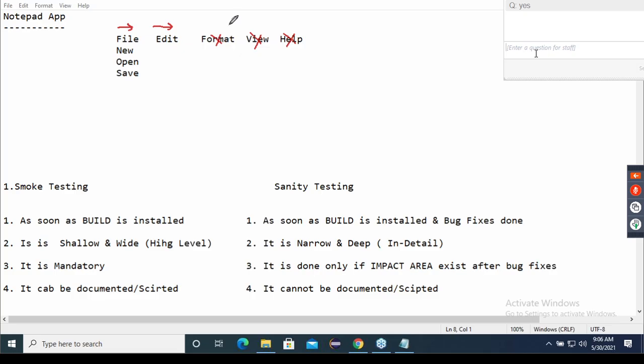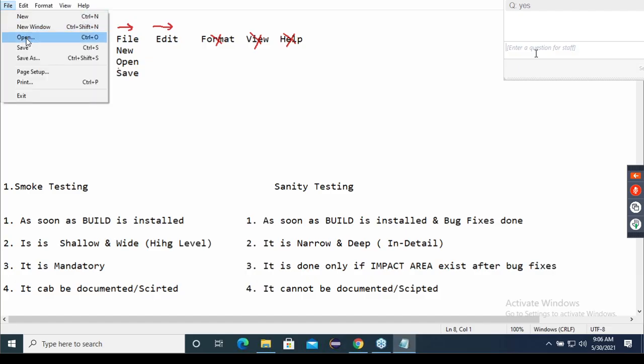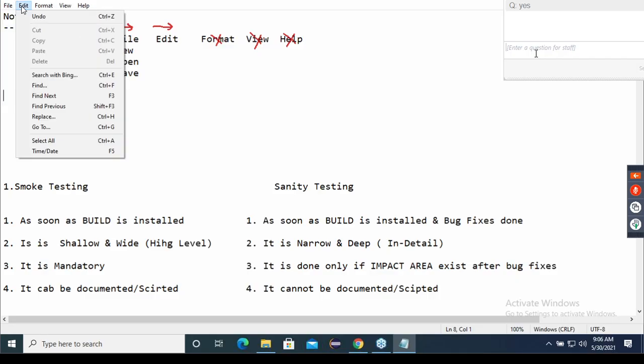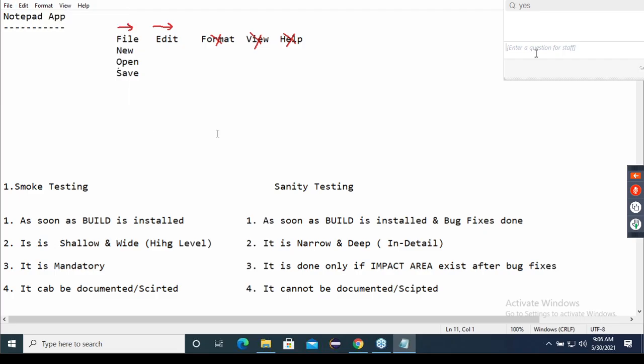So if you ask me how I will do smoke testing, listen to my answer. Sir, first I will open this file and check whether all the submodules are shown or highlighted or not. Click on file, check whether everything is highlighted or not. Same for edit, check everything is highlighted or not. That is my smoke testing.